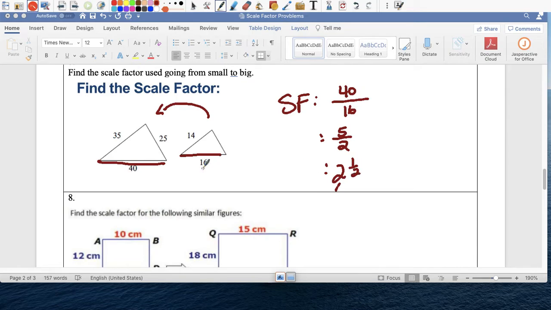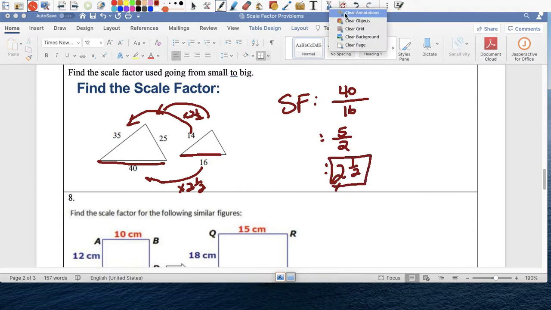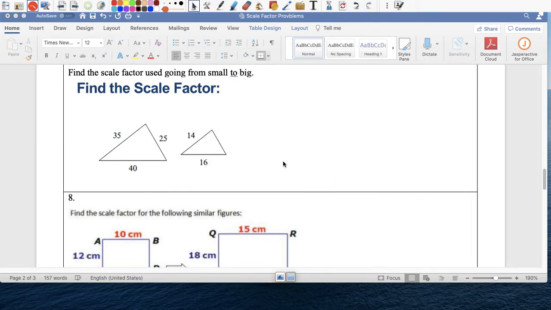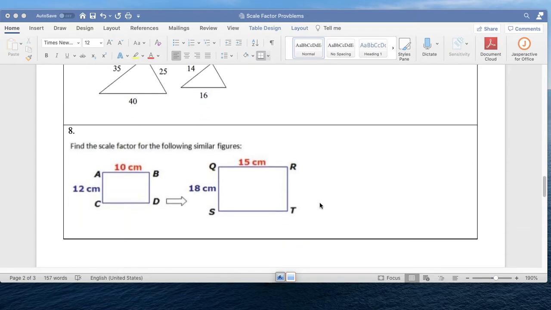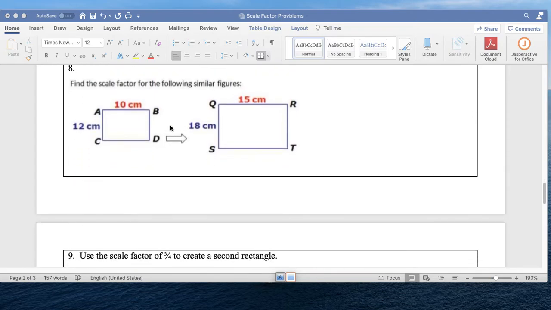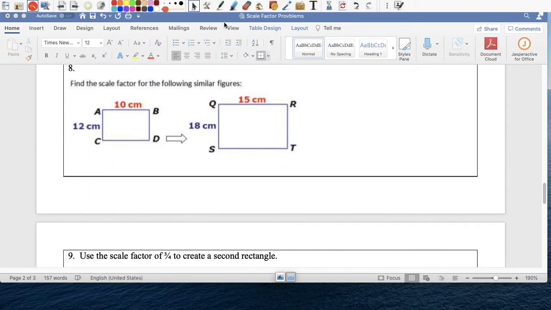So for every single number here, how did the 16 become a 40? Times 2.5. How did the 14 become a 35? Times 2.5. So it's obviously an enlargement. That's one thing: if you're looking for an enlargement and you get a number less than 1, you know something is obviously not right.